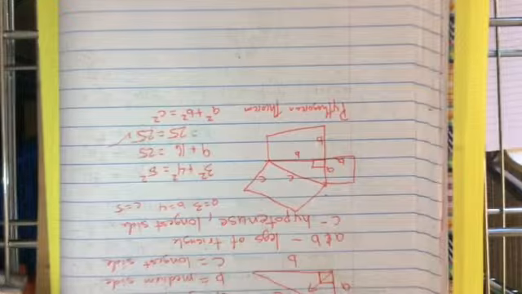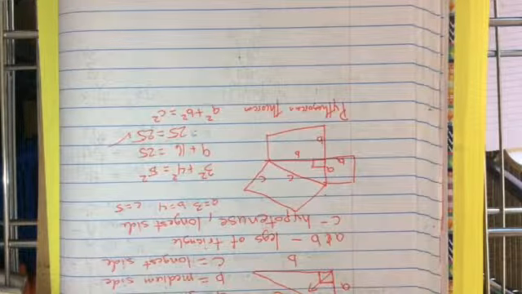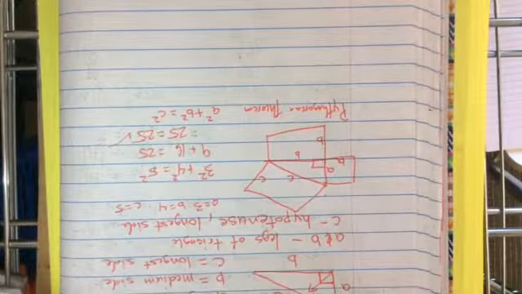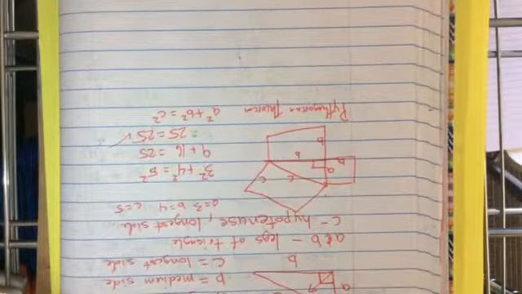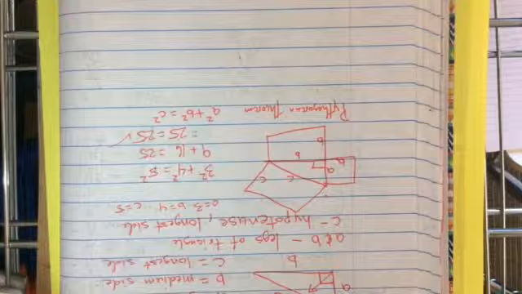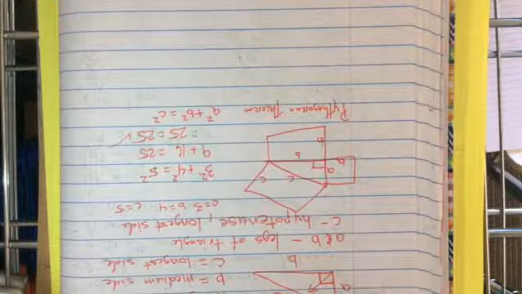So a squared plus b squared equals c squared. Are we following so far? Any questions? Okay, good.